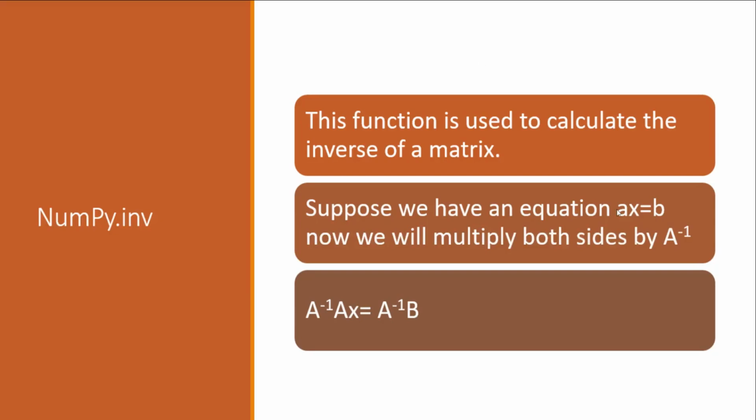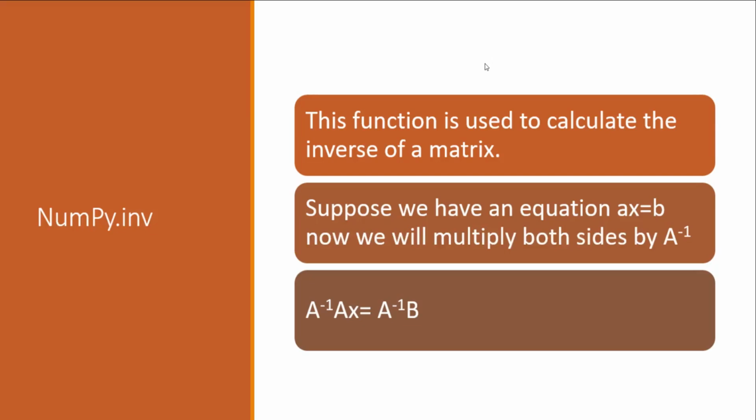Suppose we have an equation ax equal to b. Now we multiply both sides by A inverse. The equation will be A inverse ax equals A inverse b. After simplifying, the equation will be x equal to A inverse b, because A inverse dot A equals 1. So in this new equation, A inverse is the inverse of the matrix. Again, this function takes only one parameter, which represents the input array.